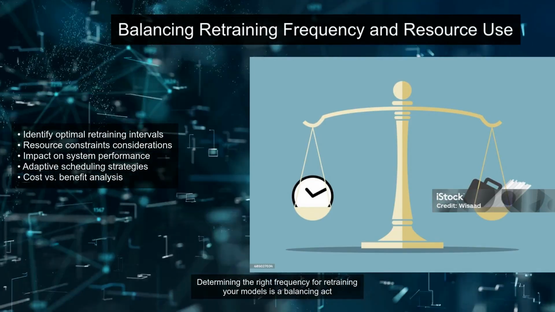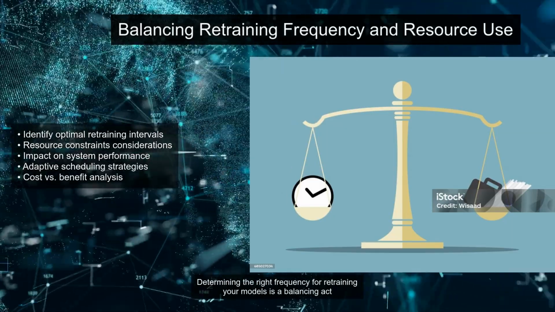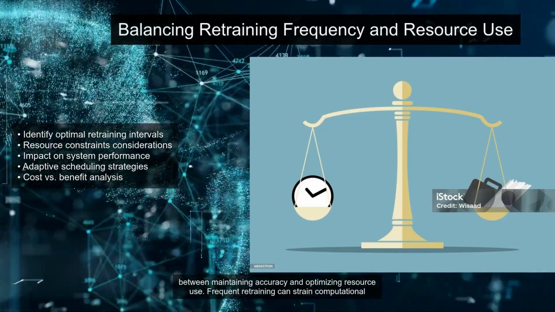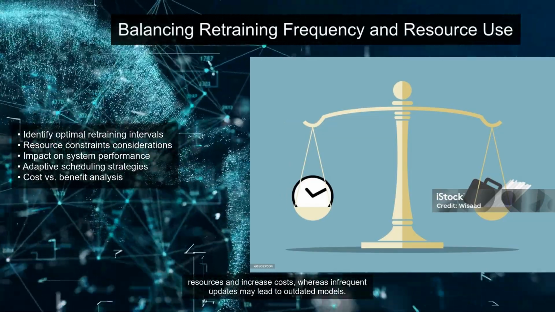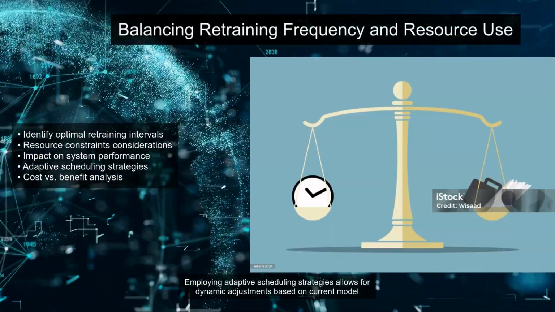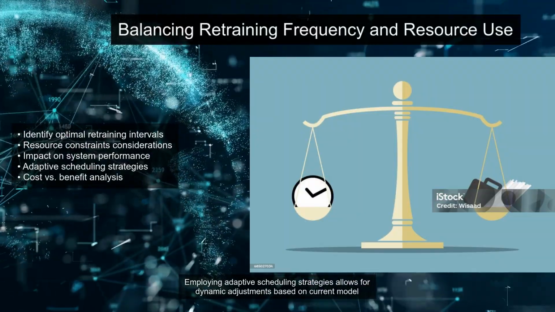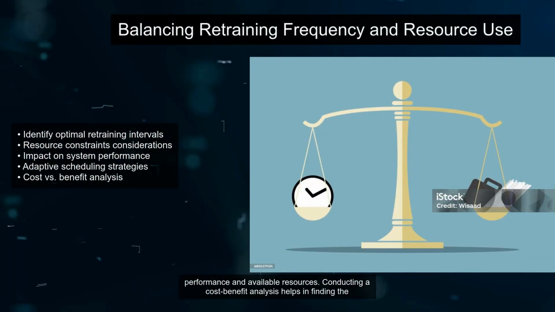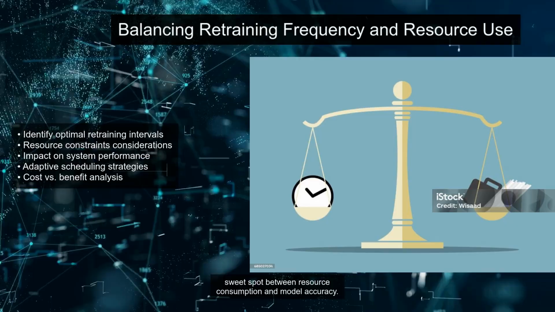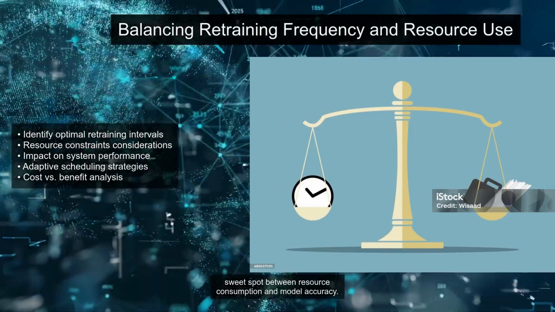Determining the right frequency for retraining your models is a balancing act between maintaining accuracy and optimizing resource use. Frequent retraining can strain computational resources and increase costs, whereas infrequent updates may lead to outdated models. Employing adaptive scheduling strategies allows for dynamic adjustments based on current model performance and available resources. Conducting a cost-benefit analysis helps in finding the sweet spot between resource consumption and model accuracy.